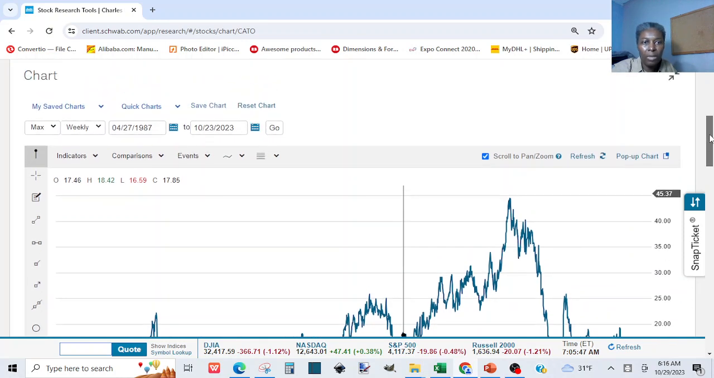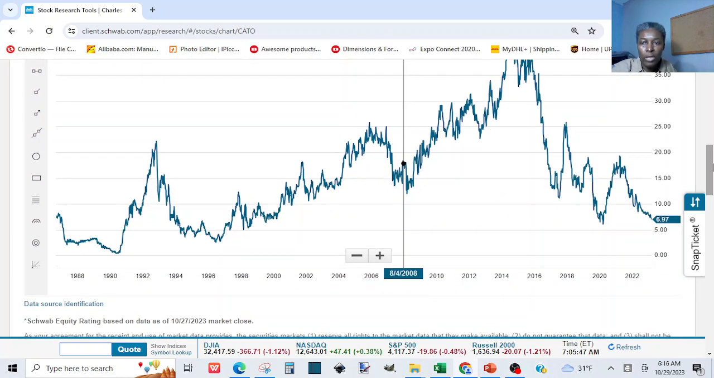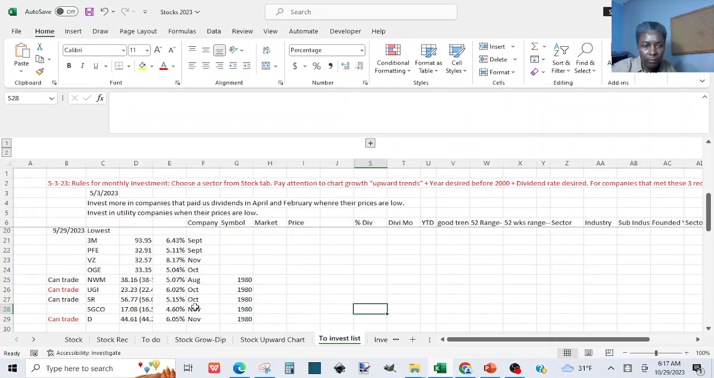So when you have the maximum chart, you want to scroll down and pay attention to the year it went public. It's not necessarily the year the company started or was created, but the year it went public, or that's as far as Charles Schwab has a public record of financial information on the company. And this one is 87. So you want to add that to your spreadsheet.